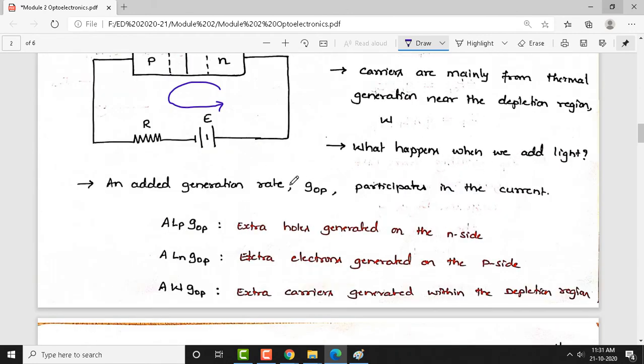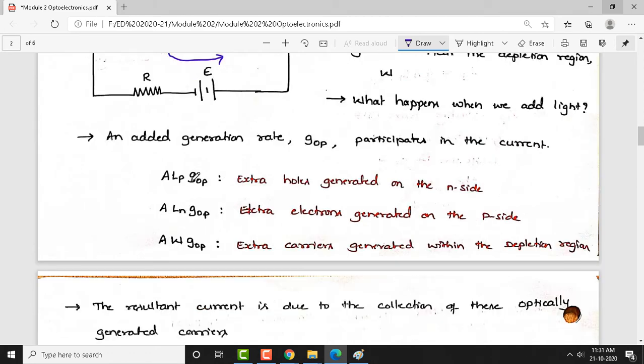Now, let me connect with the mathematical aspects here. We have understood what LP and GOP are. GOP is called the optical generation rate. It is the rate at which electron hole pairs are created. Now, if you multiply the optical generation rate with A into LP, what is going to happen?